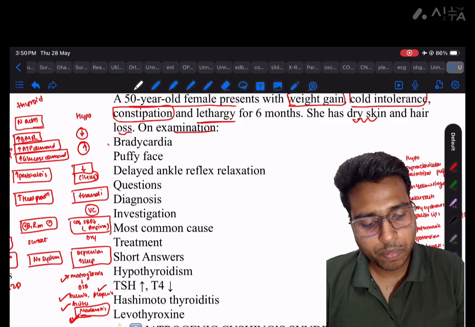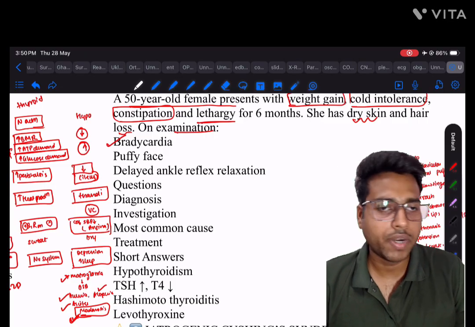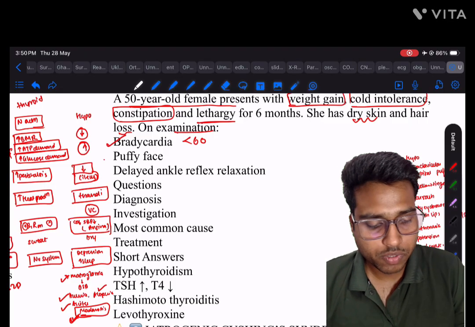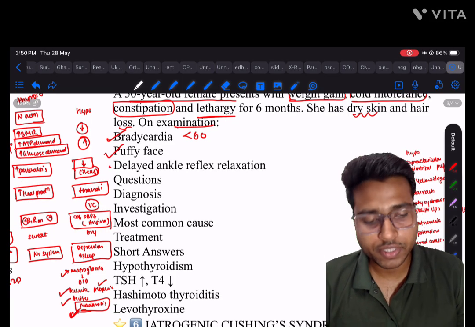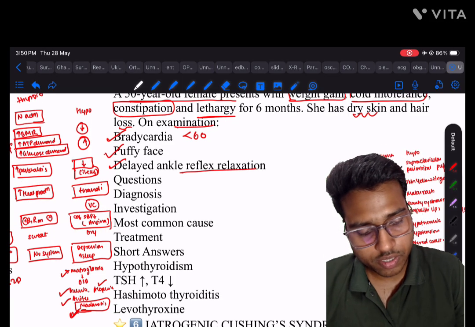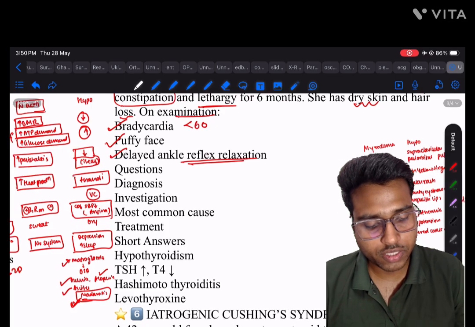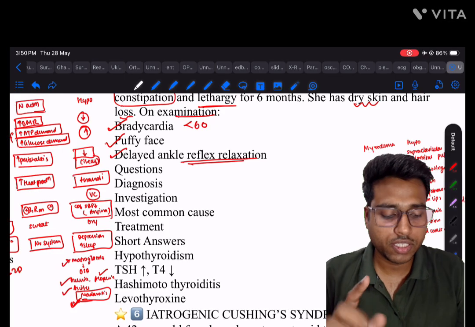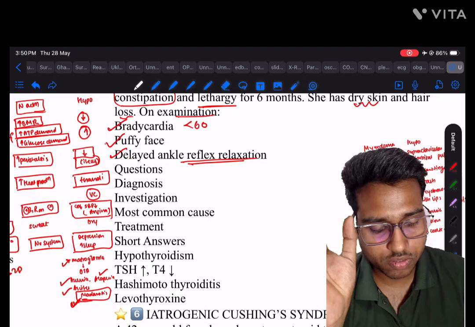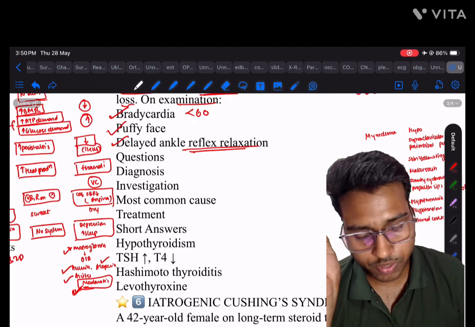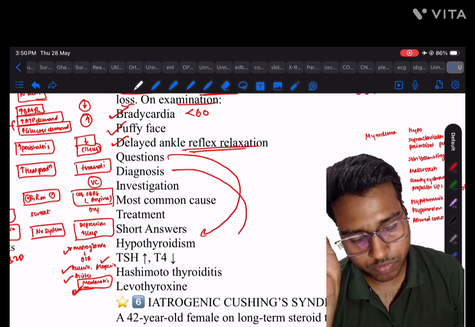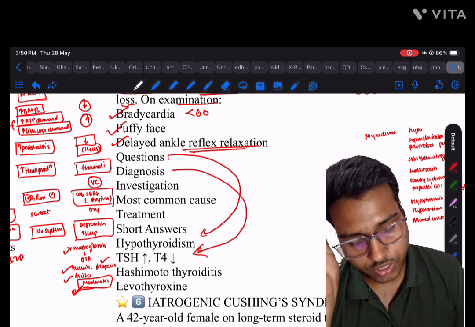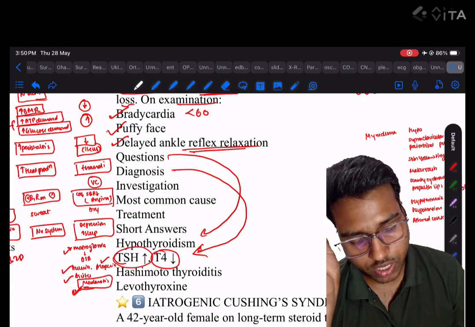Okay, on examination I found bradycardia, meaning her heart rate will be less than 60. Puffy face, edema, and delayed ankle reflex relaxation. Okay, these are very basic findings in hypothyroidism. So what will it be, this hypothyroidism? What is the diagnosis? For hypothyroidism, the investigation is T3, T4, TSH: TSH high and T4 low.